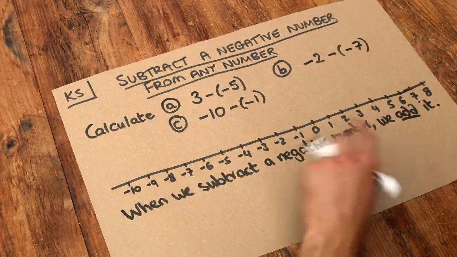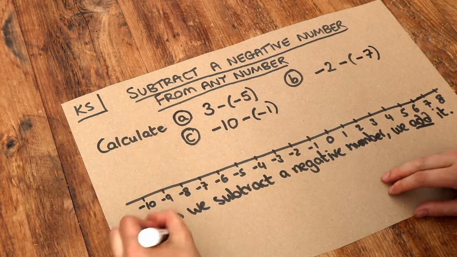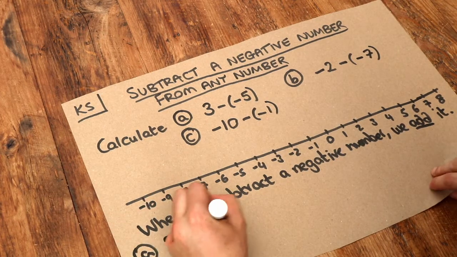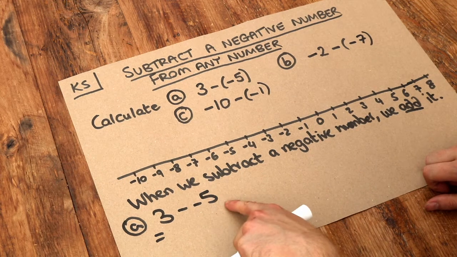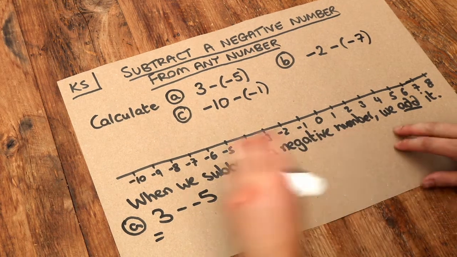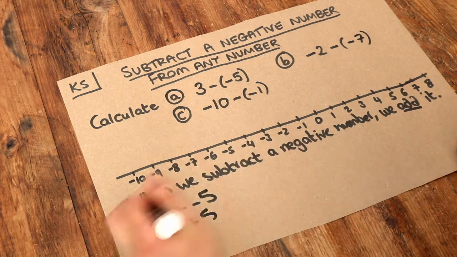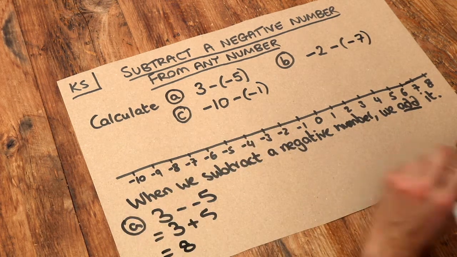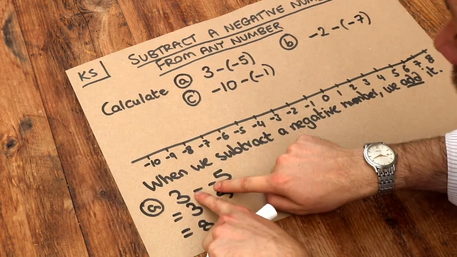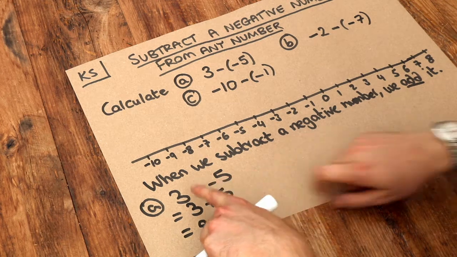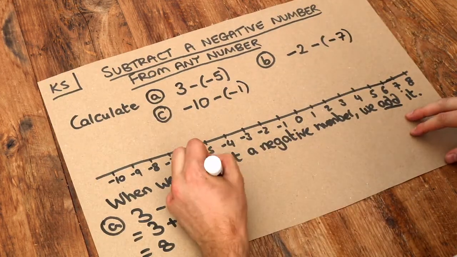So, for part A, when we subtract negative 5, then instead of subtracting this negative number, we actually add positive 5. So this becomes 3 plus 5. We add it instead. And 3 plus 5 is clearly 8. And you might want to think of it like when we have two minus symbols next to each other, then they sort of turn into a plus. But I'm slightly wary of teaching it like that.